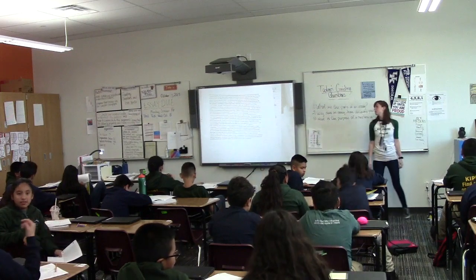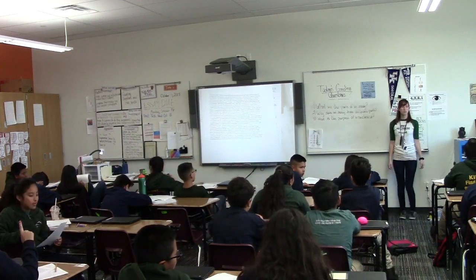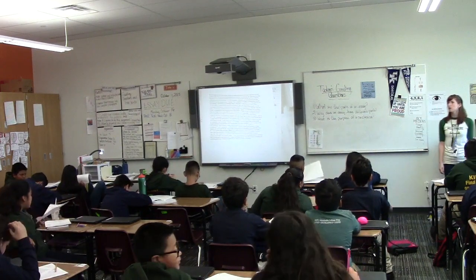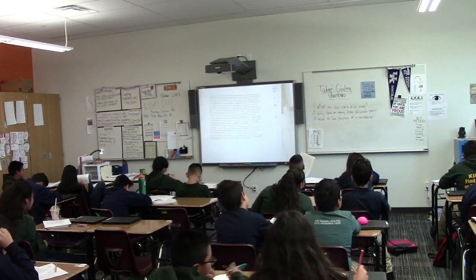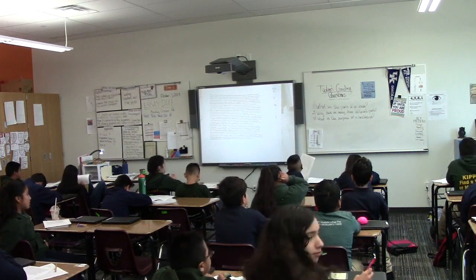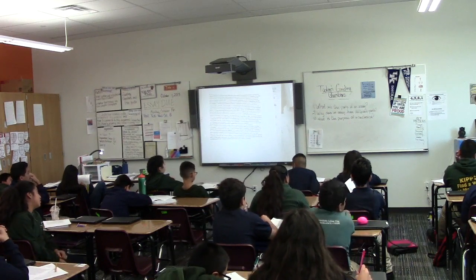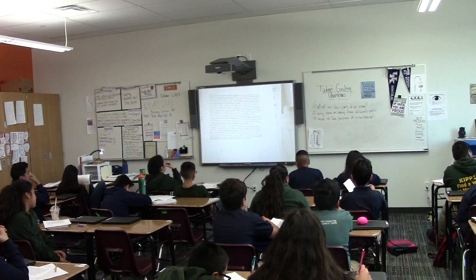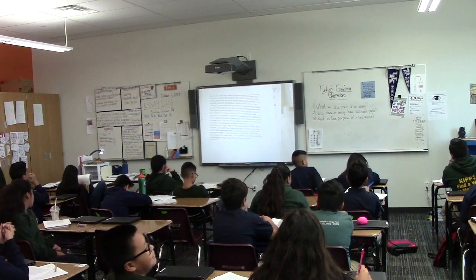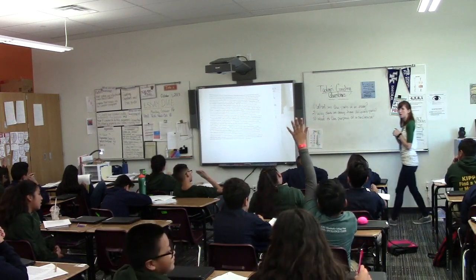5, 4, 3, 2, and 1. Can I have all eyes on me and all voices up? I've got about half of row 3. I've got almost all of row 4. Thank you, row 2. What is something that someone noticed about this student example so far? What have we noticed about this essay so far?